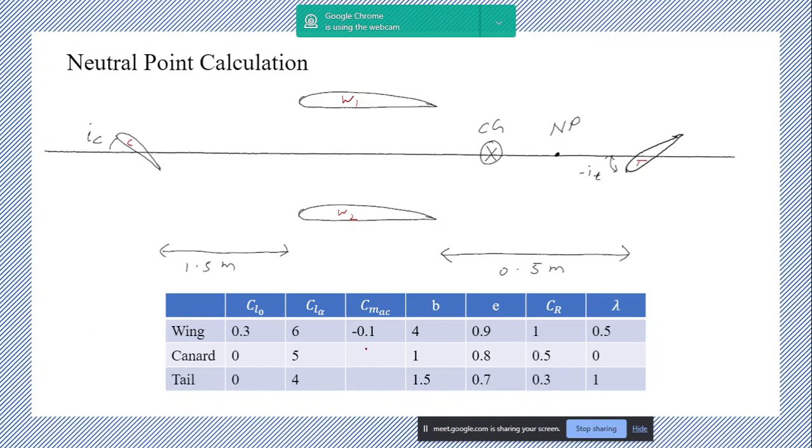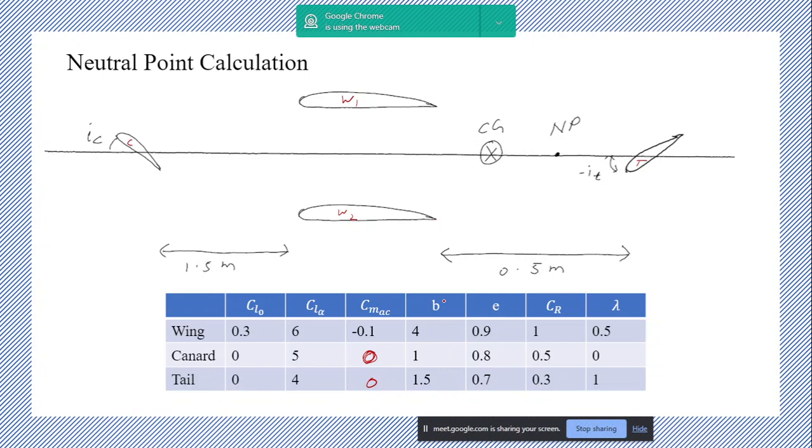What will it be? 0. Can you tell me why it will be 0? Yes. Since CL naught of canard and tail are both 0, they are symmetrical airfoils. A symmetrical airfoil has 0 pitching moment coefficient at the aerodynamic center, whereas for a positively cambered airfoil, your pitching moment coefficient is negative.